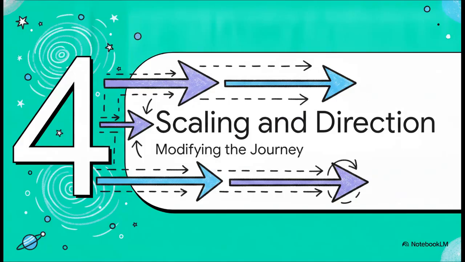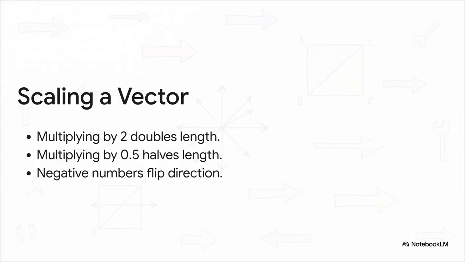All right, final section, part 4, scaling and direction, and how we modify the journey. The beautiful thing is once you have a vector, you're not stuck with it. You can multiply a vector by a regular old scalar number to totally stretch, shrink, or completely reverse your path. Multiply by 2, you go twice as far. Multiply by 0.5, you cut the trip in half. But check this out. If you multiply by a negative number, the length stays exactly the same, but the vector flips 180 degrees. You've essentially thrown the spaceship into reverse.